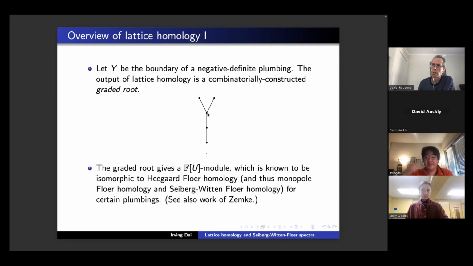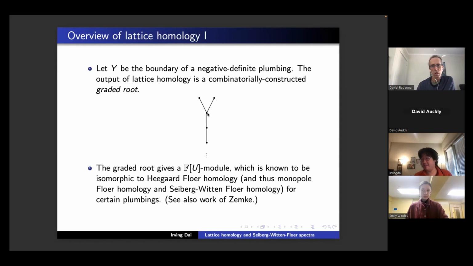So the point is, if I give you a Y which is the boundary of a negative definite plumbing, then out of the combinatorics of the plumbing, there's some mysterious way of writing down this infinite tree. If I extract from the tree an F-adjoint U module in the manner I just described, it turns out to be isomorphic to Seiberg-Floer homology, at least for certain kinds of plumbings. This tree, or equivalently this module, is what's called the lattice homology of Y. So the lattice homology is isomorphic to Seiberg-Floer homology.